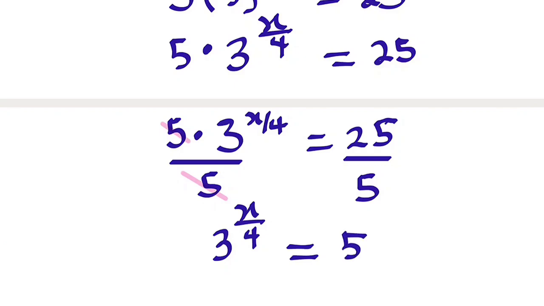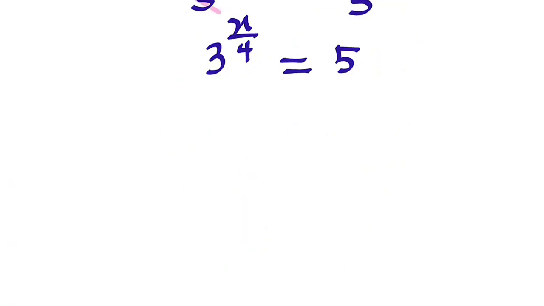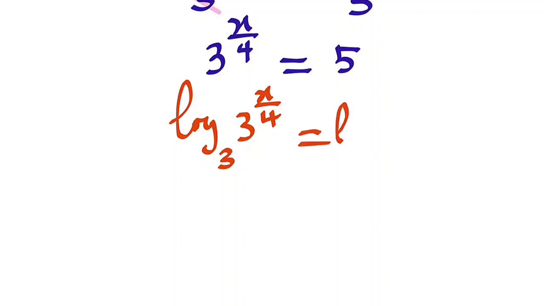So from there, introduce logarithm to both sides of the equation. I'm going to be introducing a logarithm with respect to base 3, because we are having the base here to be 3. Are you getting it? So that will give me log base 3 of 3 to the power of x over 4 equals log base 3 of 5.